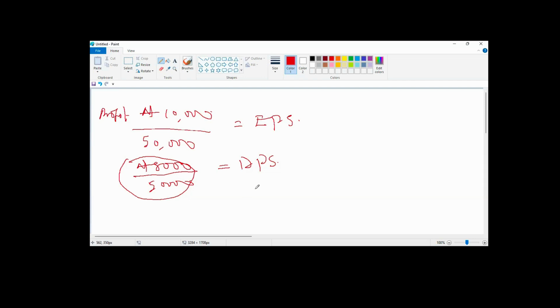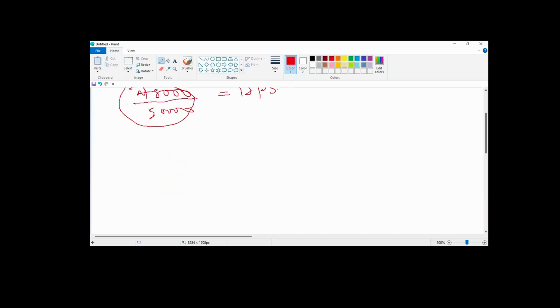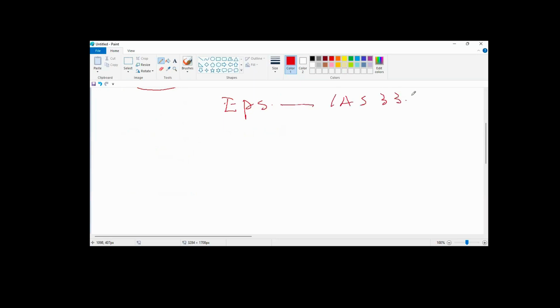Now, earnings per share tells us what we ought to have collected in case the money is distributed. But for each earnings, they might not distribute everything. Which standard governs earnings per share? IAS 33, International Accounting Standard 33. It gives us two things: how to calculate basic EPS, and the diluted EPS.